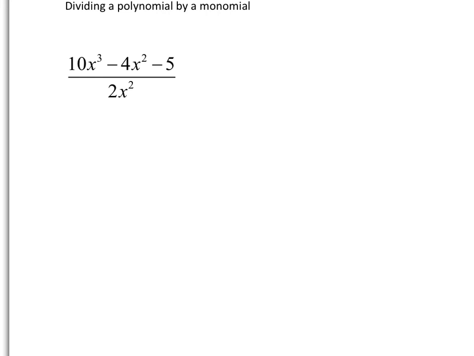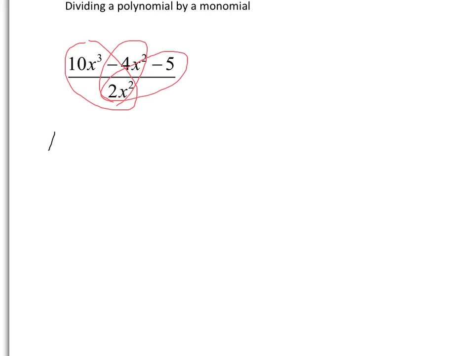Here's a polynomial, a third degree trinomial, 10x to the third minus 4x squared minus 5. And I'm going to divide that by a monomial, 2x squared. So what you do is you think of this as having three separate parts. It's sort of like the distributive property a little bit for dividing. So the 2x squared has to go with that one, and the 2x squared has to go with that one, and the 2x squared has to go with that one. So I'm going to write this as three separate terms.